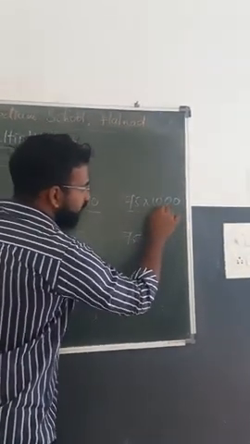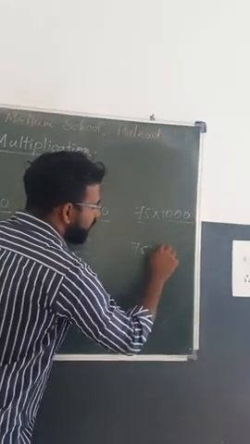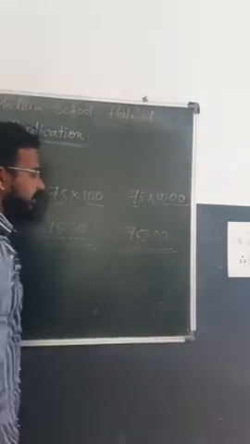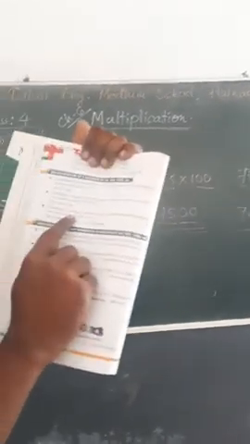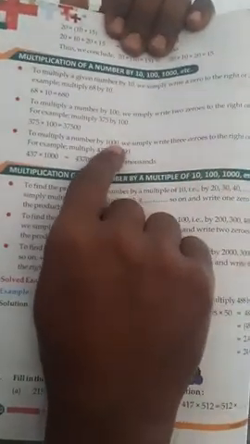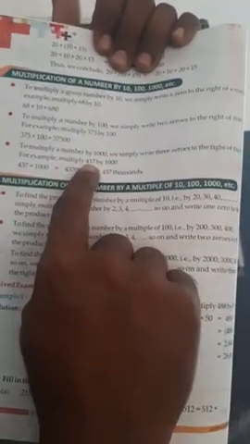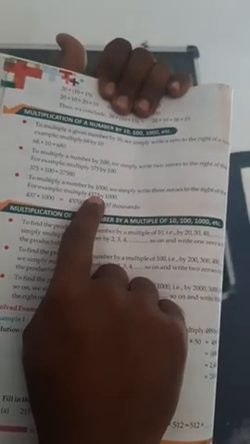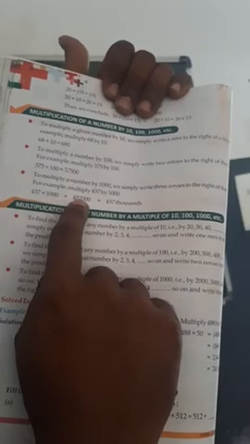75 into 1000: three zeros are there. 1, 2, 3. We have to place three zeros on the right side, so it becomes 75,000. To multiply a number by 1000, we simply write three zeros to the right of that number. See, 1000 has three zeros, so we write three zeros to the right of that number. See here, 437 by 1000: we placed three zeros, and it became 437,000.